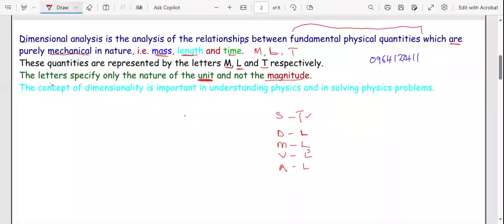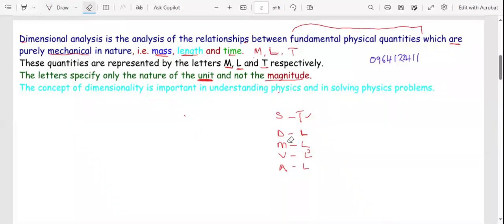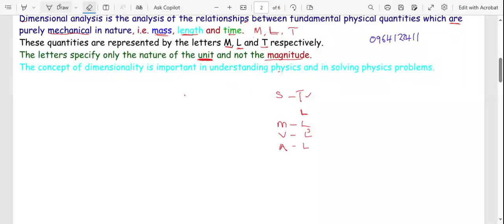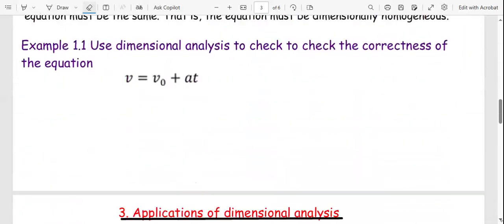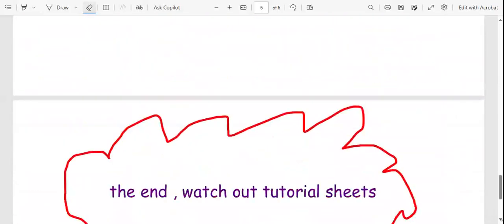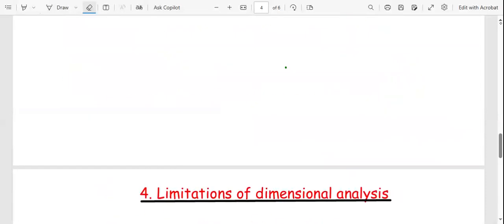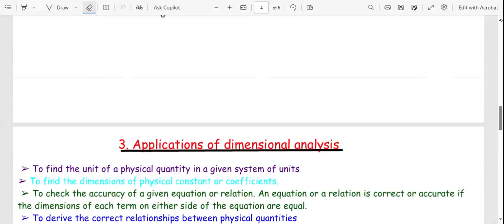So the concept of dimension analysis, dimensionality, is important in understanding physical quantity. In solving physics problems, we'll be using these quantities. Let me show you how this dimension analysis will be coming about. I've seen what I've typed.